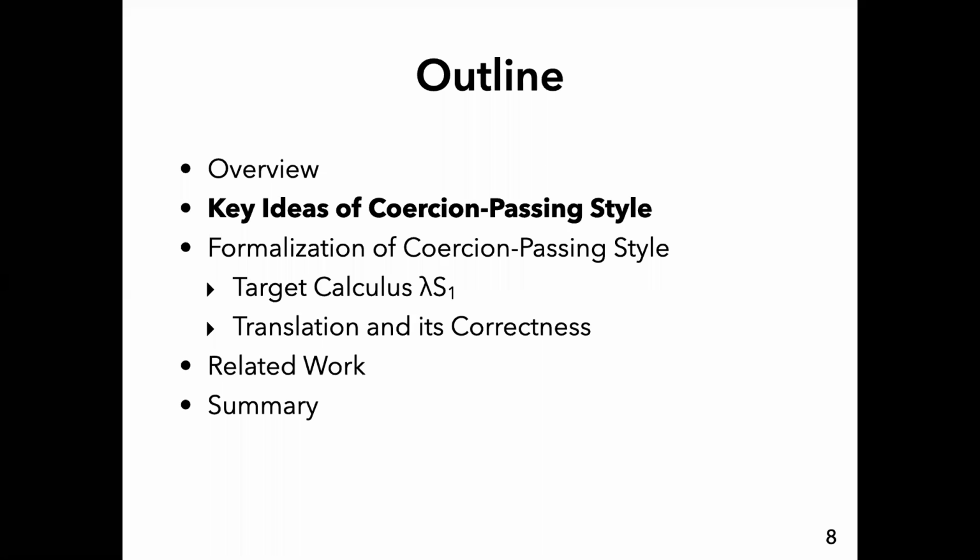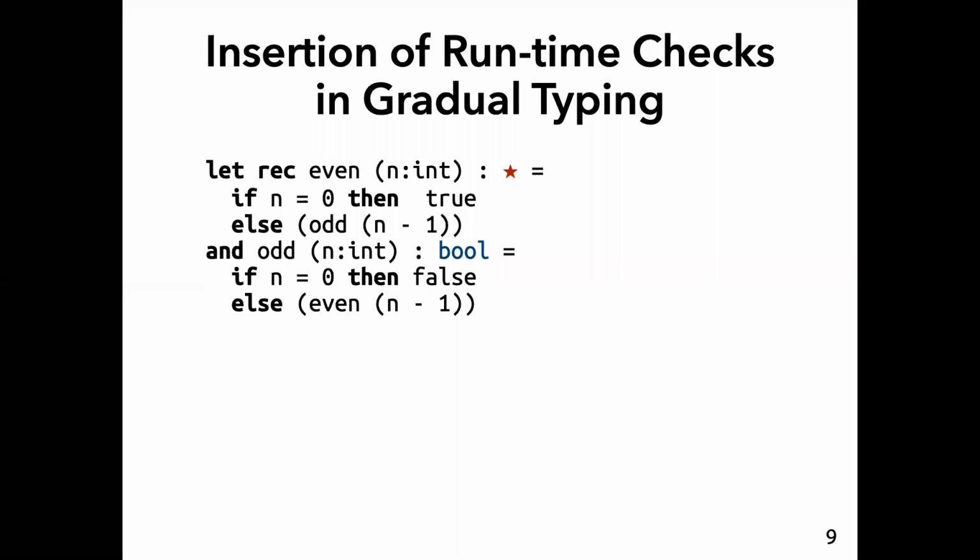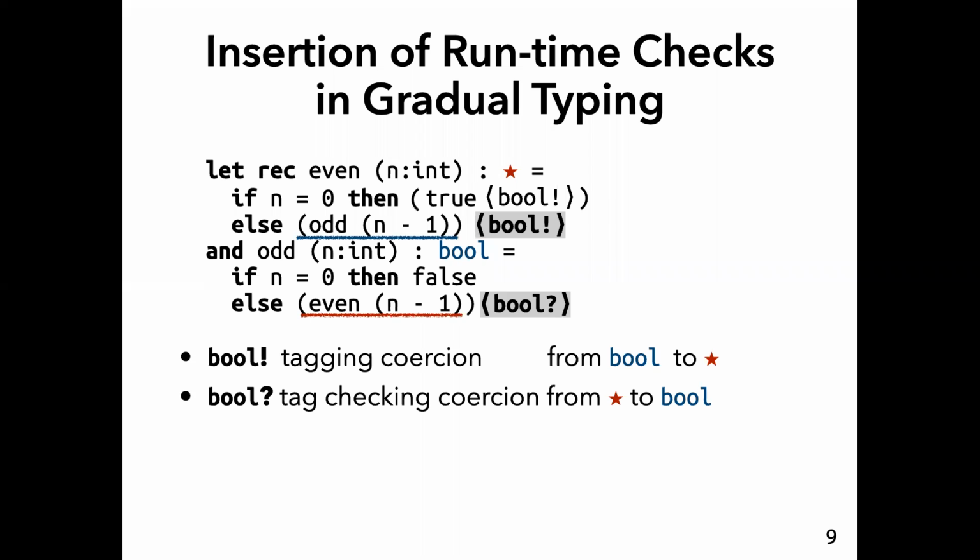Next, I will try to explain key ideas of Coercion-Passing Style. Before that, I should explain more about the problem we want to address in this work. Compilers of gradually typed languages first insert runtime type checks into user programs. In this case, runtime checks are inserted like this because of the mismatch of return types.